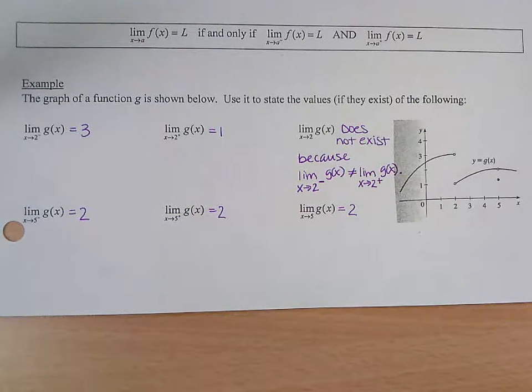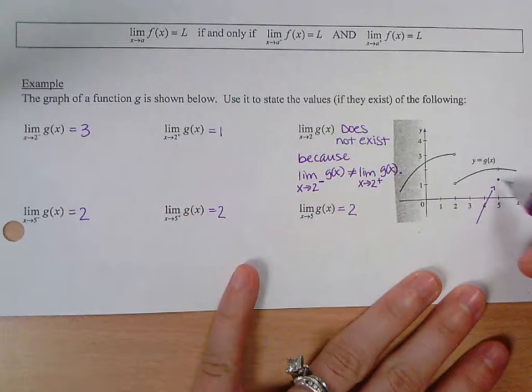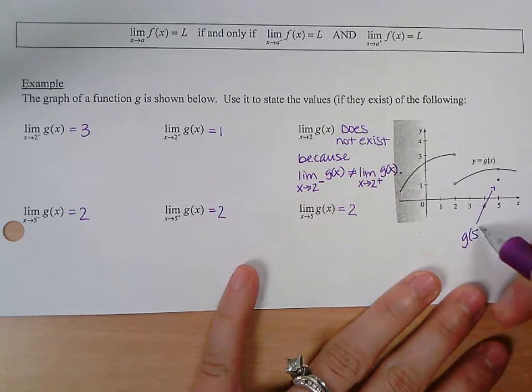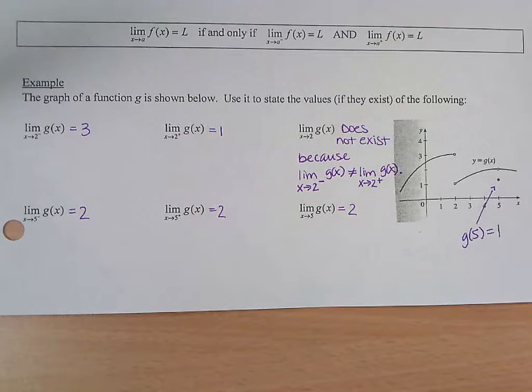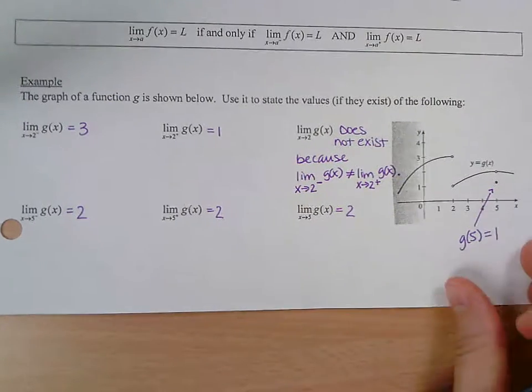And then the last 3, notice they're all 2. As you approach the x value 5, both right and left-sided limits approach the y value 2. Notice the actual function value g of 5 is equal to 1. That does not matter when you're finding the limit as x approaches 5 of g of x. The limit is 2, the function value is 1. So where the dot is doesn't matter. It doesn't matter if there is a dot. It matters again for continuity later on. It doesn't matter just for the limit. Any further questions on that? Okay.